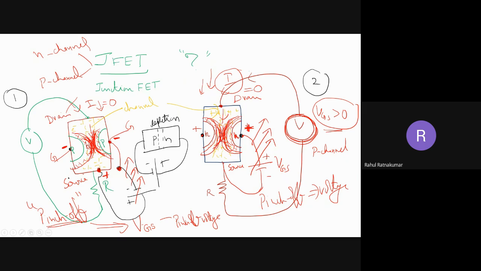So this is basically back to the structure of JFET. You should understand that the main point is, in an N channel, VGS is negative. In a P channel, VGS is positive. Now let's draw the curve, if possible, and see what is happening with the current. Let's take an example of an N channel JFET. Say this is VGS.